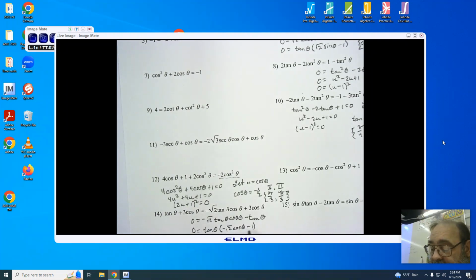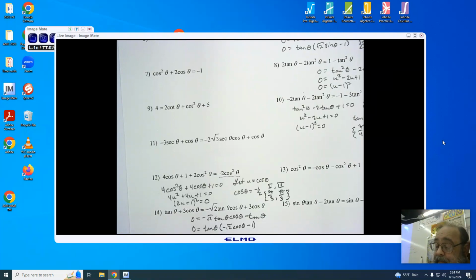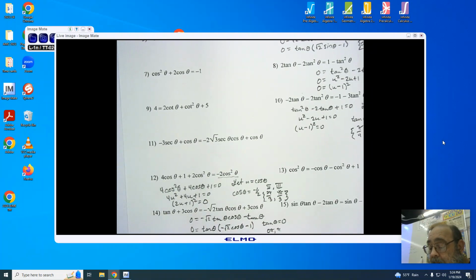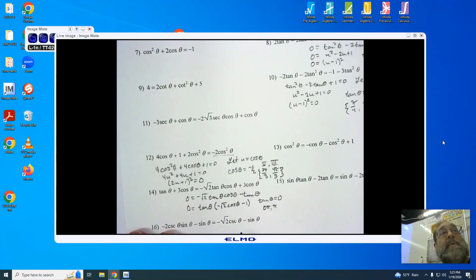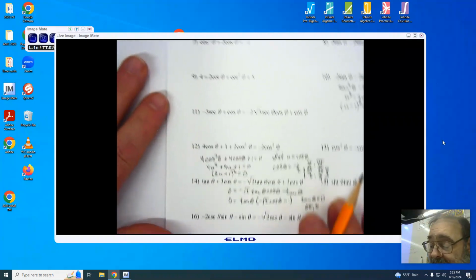And you'll notice I can even factor out the negative if I wish. I'm going to go ahead and leave it in because I can now say, when is tangent of theta equal to 0? And we know that the tangent of theta is 0 at 0, pi, and positive pi. I'm then going to take the negative root 2 cosine of theta minus 1. I'm going to set it equal to 0.